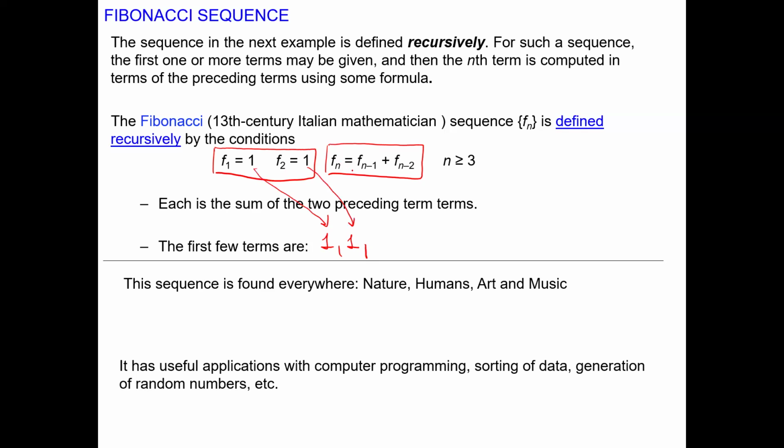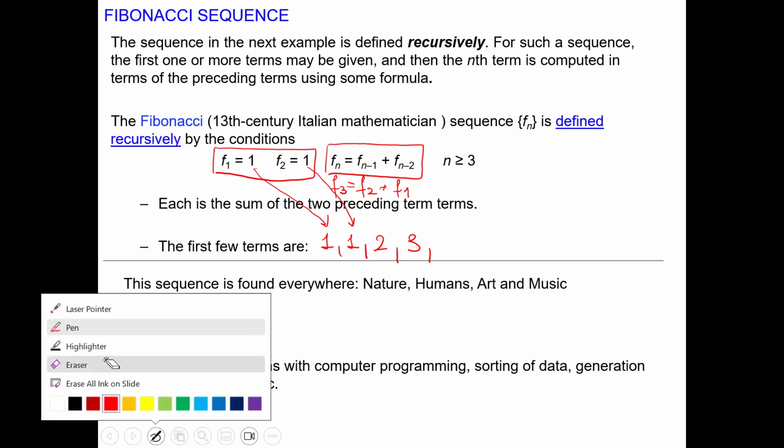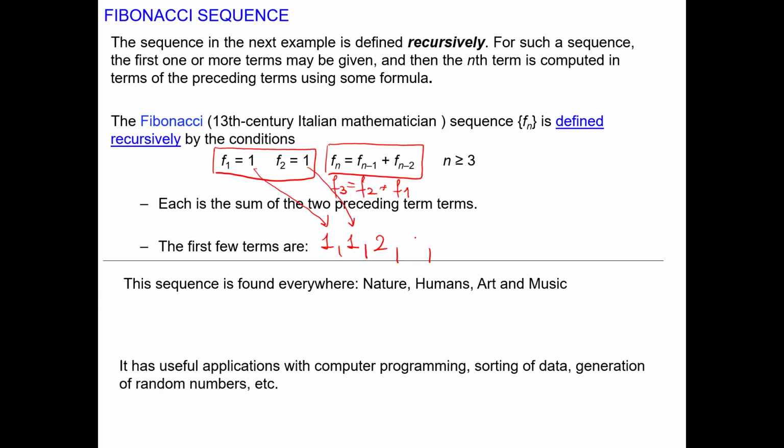And now the formula is telling us that if I would like to find the third term, 3 minus 1 is 2, 3 minus 2 is 1. That means I just have to add the first and the second term, 1 plus 1, 2. And then I continue. I always have to add the last two terms to get the next term. Okay, that's the definition. 2 plus 3, 5, 3 plus 5, 8, 5 plus 8, 13, 8 plus 13, 21.